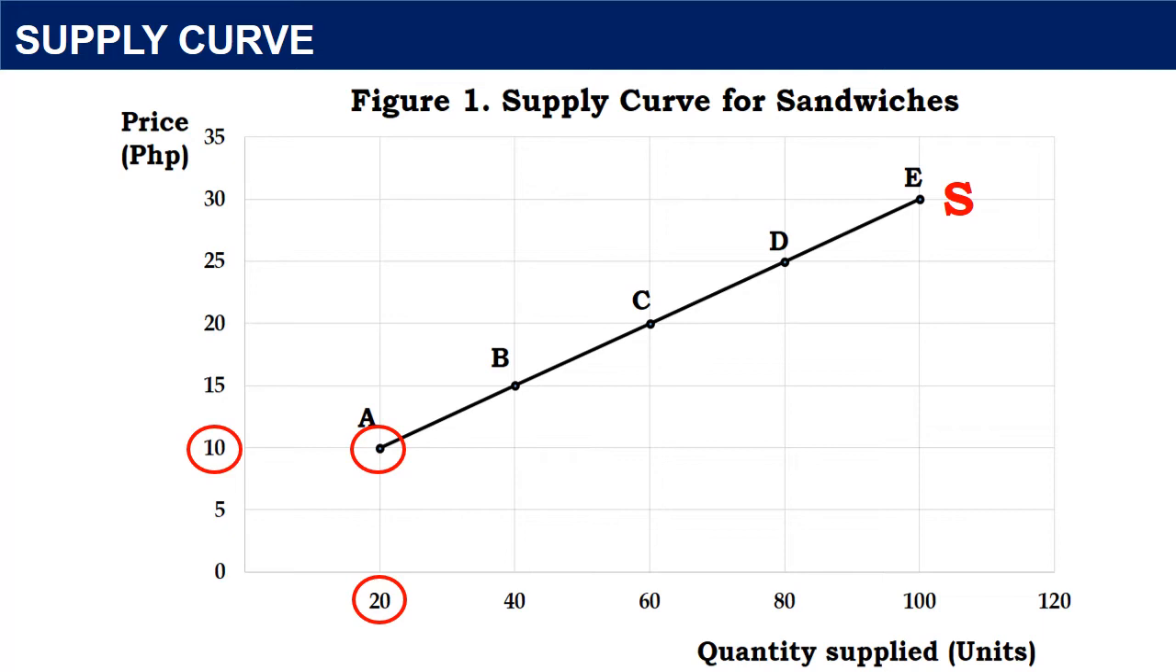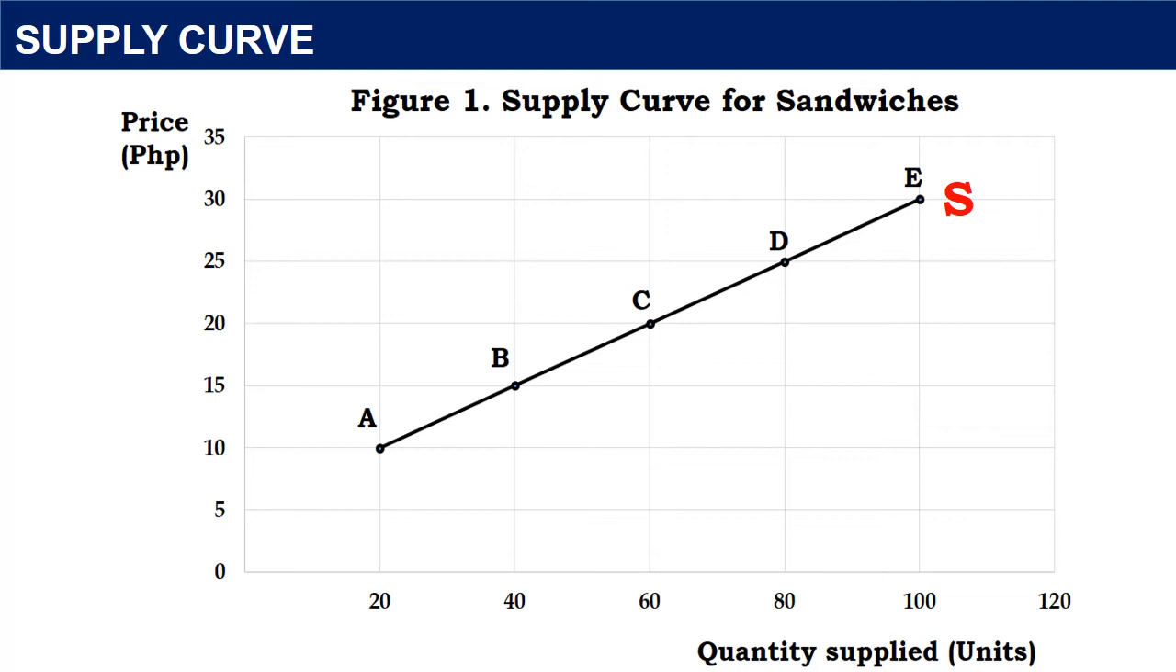When we connect all these points, we obtain the market curve, labeled as S. This represents the supply curve. The market supply curve slopes upward towards the right. An upward slope reflects the observed positive relationship between price and quantity, the law of supply. As the price increases, the quantity supplied increases, and vice versa.